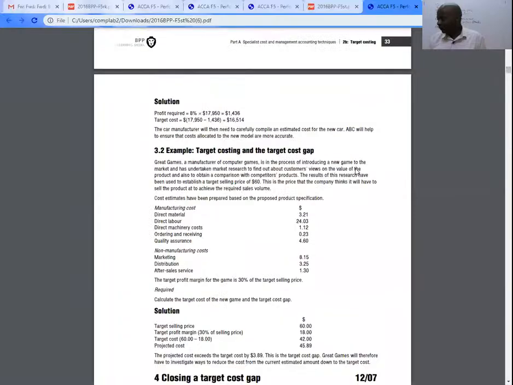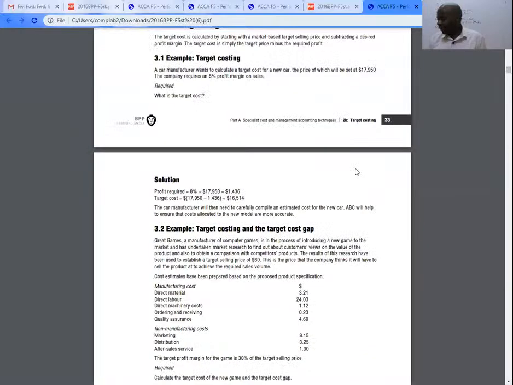So what I would want to do is to hide the solution a little bit, and then request you to identify the targeted cost in whichever ways that you understood our methodology of getting the target cost gap. It's a very simple thing. Take like a minute. Please try to identify that target cost.